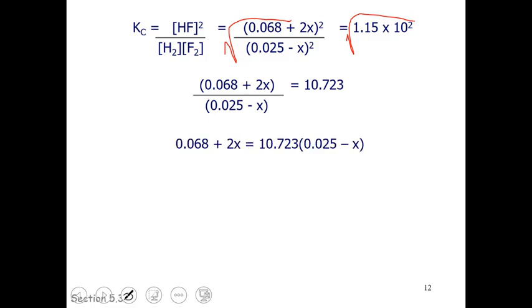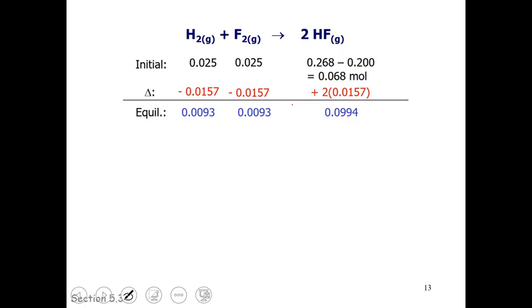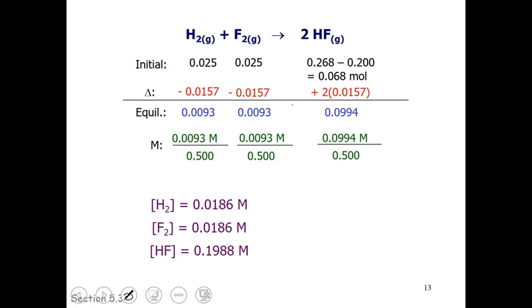Now, of course, I cross multiply. So I have this on top and these two multiplied to give me this expression. I am going to solve it and group my x's together. And by the time I'm finished, x is equal to 0.0157 moles. So if I go back to my reaction and substitute that 0.0157 to get my final molar amounts, and of course, if you're asked the concentration in units of molar, not moles, we can divide by the volume, and these are my final concentrations of H2, F2, and HF. And if you'd like to check the answer, you can always substitute your final concentrations into your equilibrium expression, and as you can see, it does turn out to be equal to the value we were given for Kc.